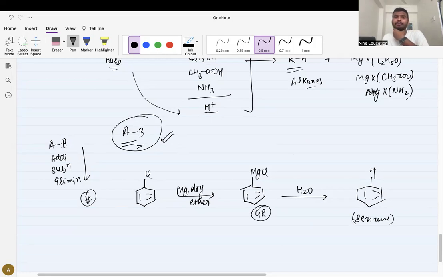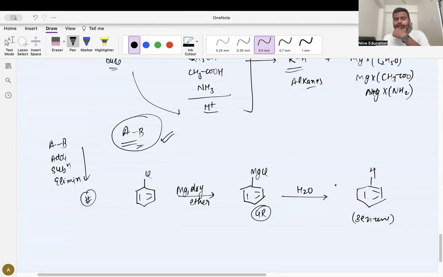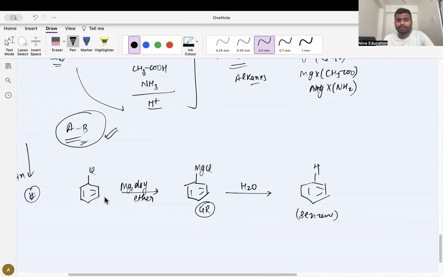Understanding or not? Write yes or no in the chat box. So if you have chlorobenzene and you want to remove chlorine from here, you can make Grignard and you put water into it, you will get benzene. Yes, I am repeating, don't worry. First you will form Grignard with Mg in dry ether, then you can make benzene.